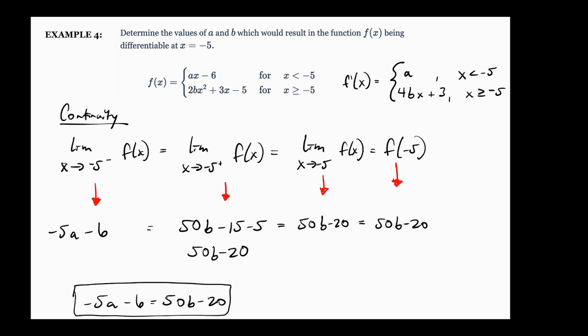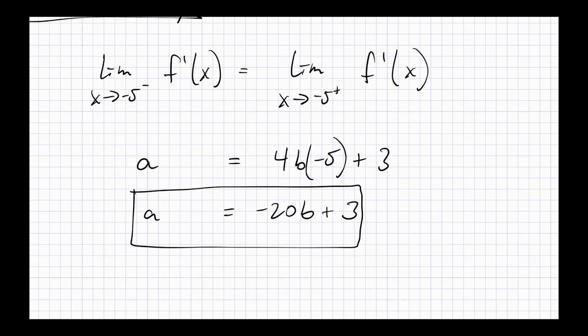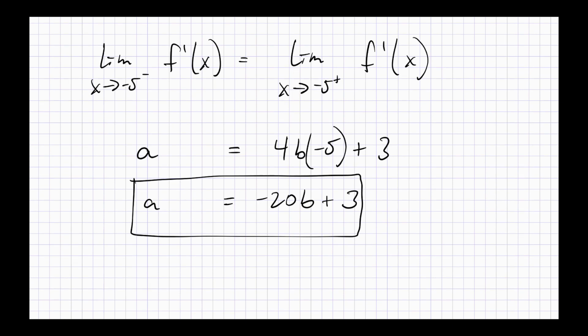Okay, so for the first one, for continuity, I got negative 5a minus 6 equals 50b minus 20. All I did was plug everything into continuity and differentiability to find the equations. I haven't finished the problem, but I just wanted to double check. And then for differentiability, I got a equals negative 20b plus 3. So now when you get those, you've got to get a and b on the same side, because we're going to do some elimination here.